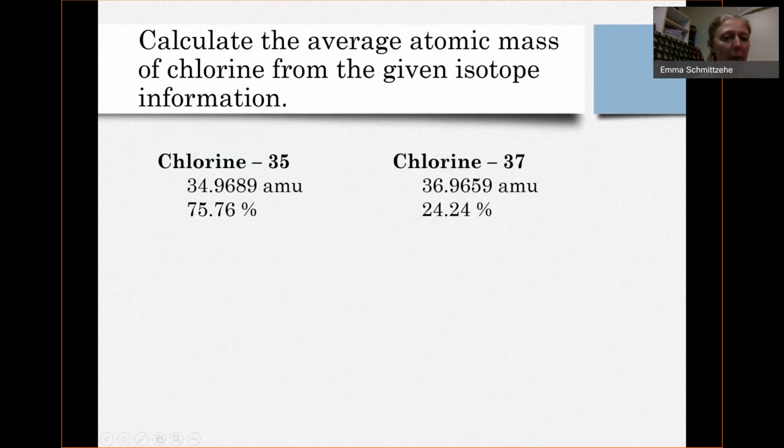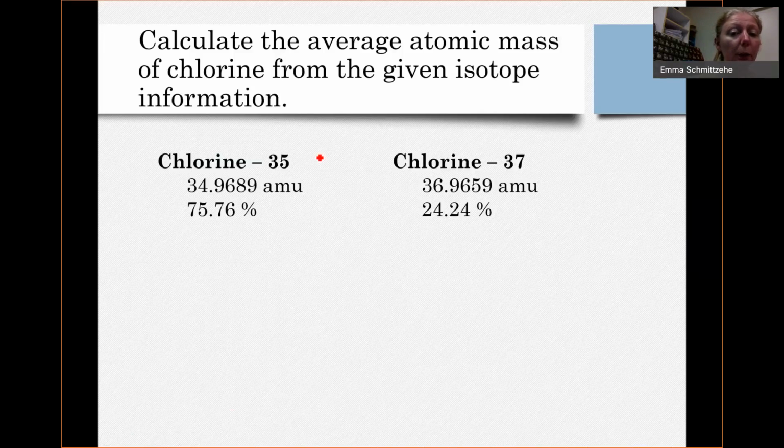So here's an example of how we would calculate an average atomic mass. I give you some data here about chlorine, and I want you to calculate the average atomic mass of chlorine from the isotope information given. Chlorine exists as two isotopes naturally, as chlorine 35 and chlorine 37.